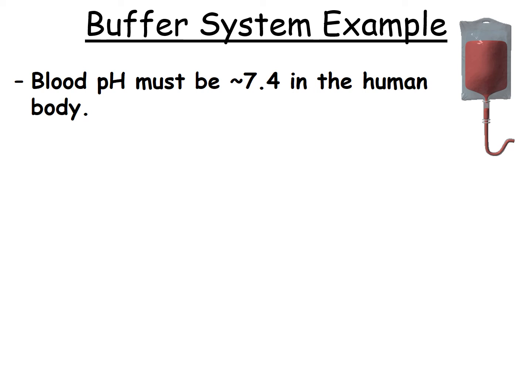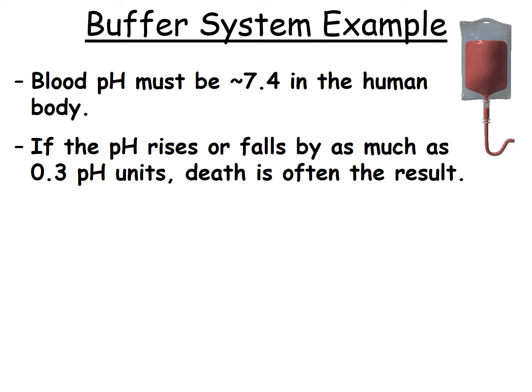Our blood really can't fluctuate a whole lot. If it falls by as much as 0.3 pH units, then death usually occurs. And 0.3 is not a lot in terms of pH. But it's not like when we're talking about money; if you guys lost 0.3 of $1, you wouldn't be crying over that.